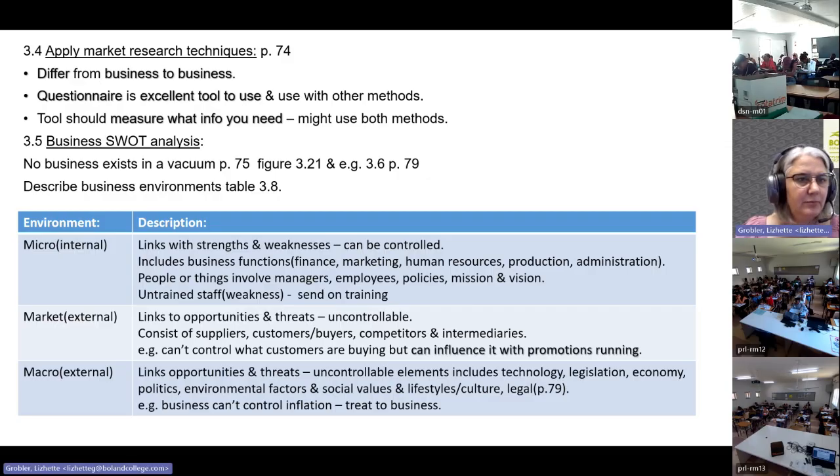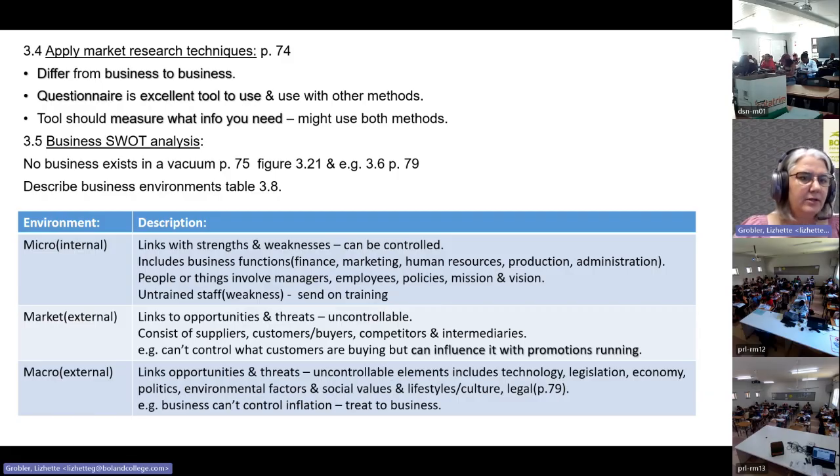Okay, next up we have the business environment. And this is on page 75 in the textbooks, table 3.8, where we look at the microenvironment. There's a summary for you here on the board or on my slides. You can go and just read through this. And then it also goes on page 76 up to the macro and microenvironment up to page 79.